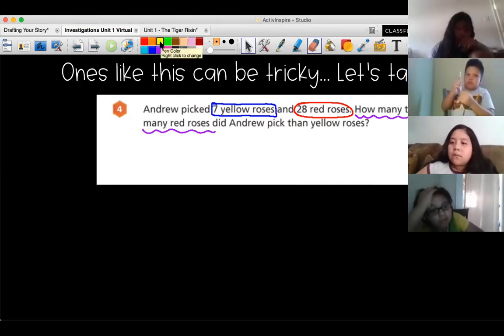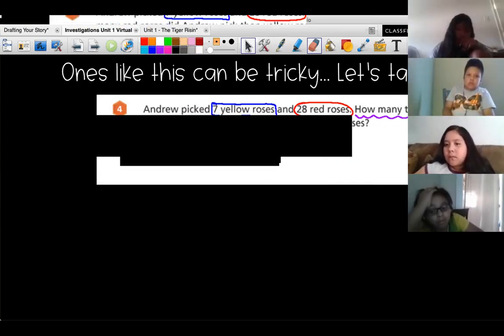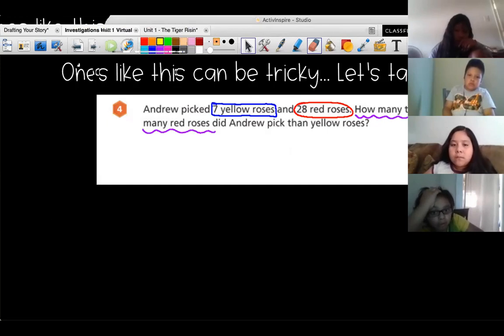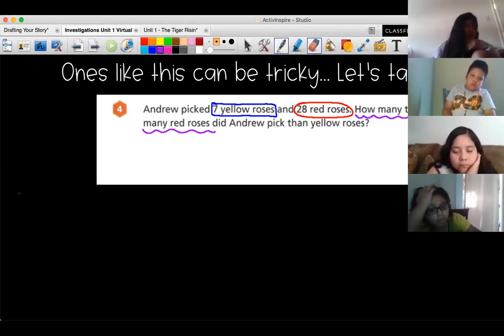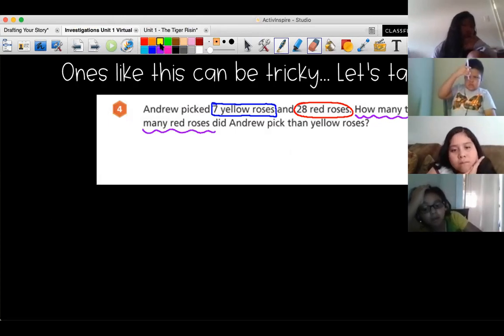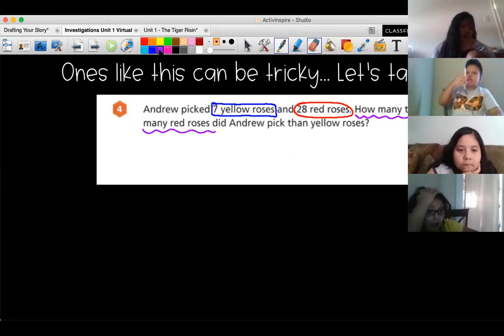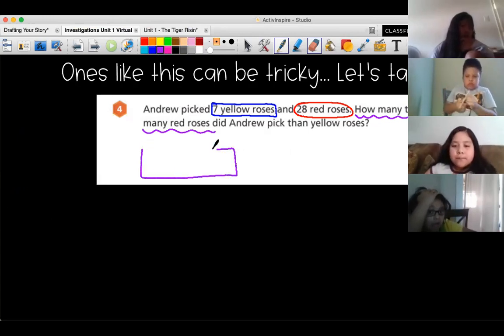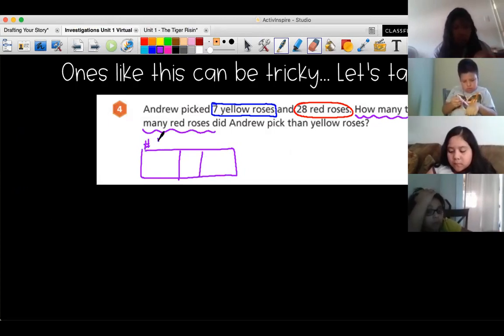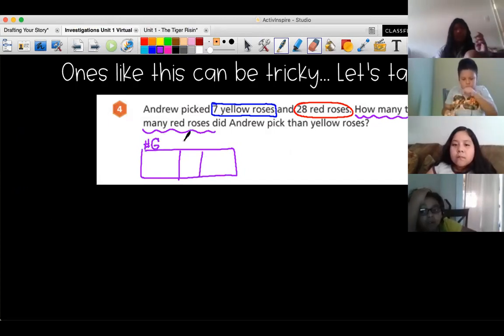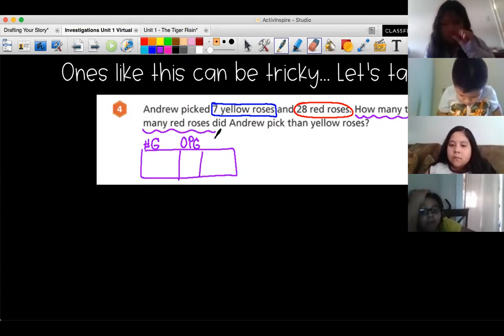Mr. Hoffman, besides drawing the picture, could we also make that grid that you use sometimes, the table, to visualize it? Yep. So on this one, I'm going to make my table up here on the white part. We have the number of groups, the objects per group, OPG, and then we have the total.